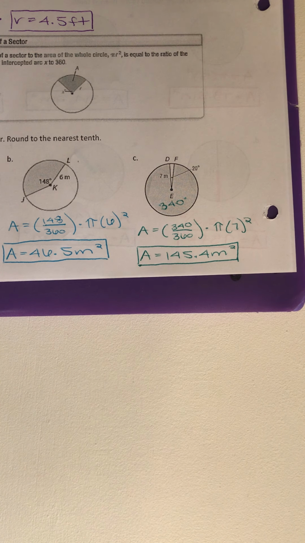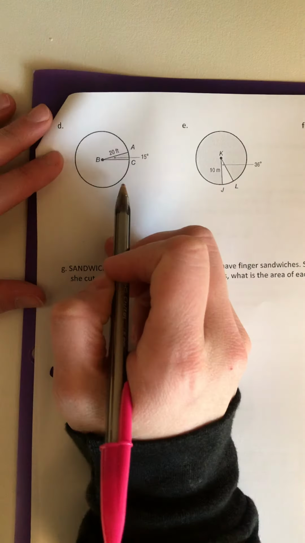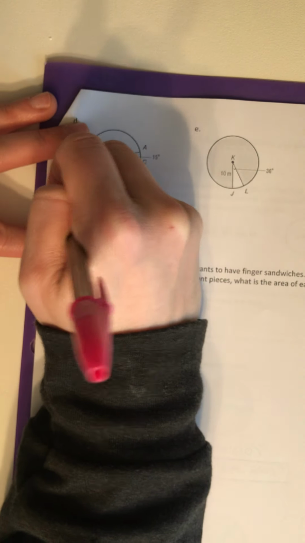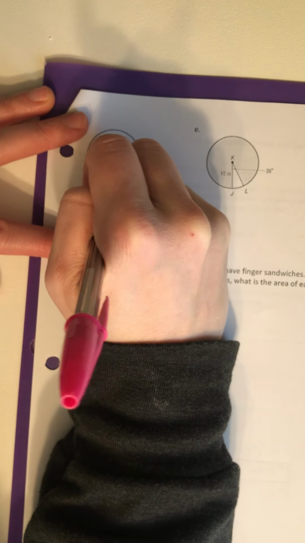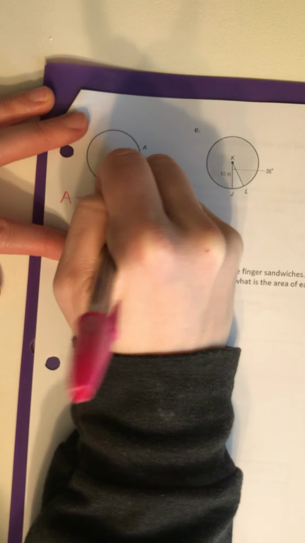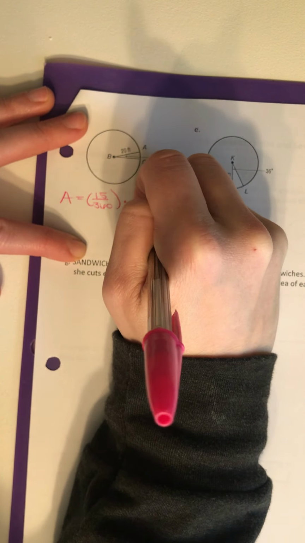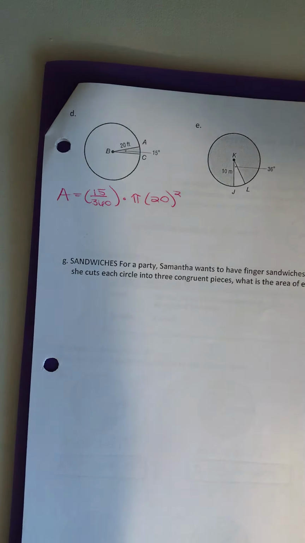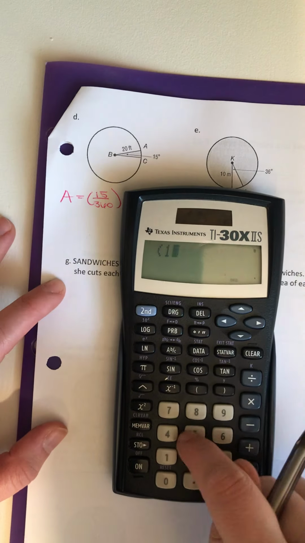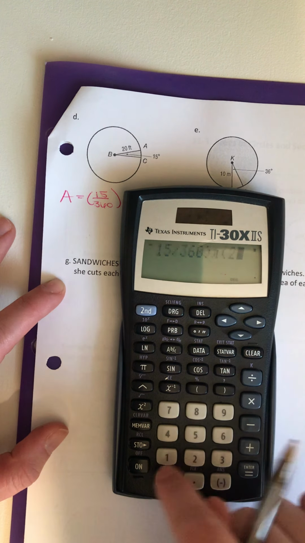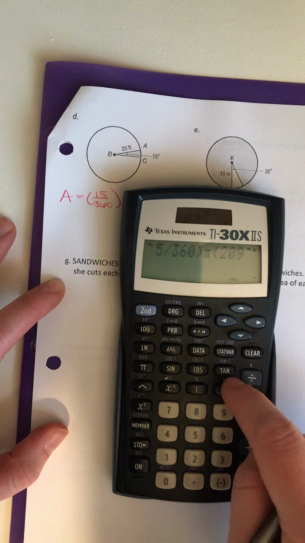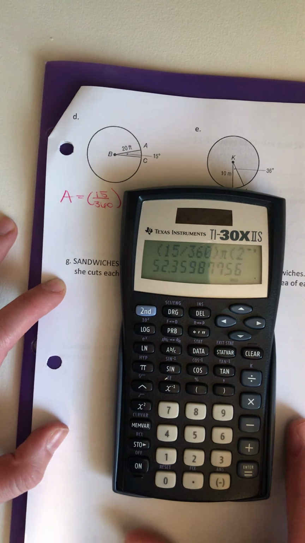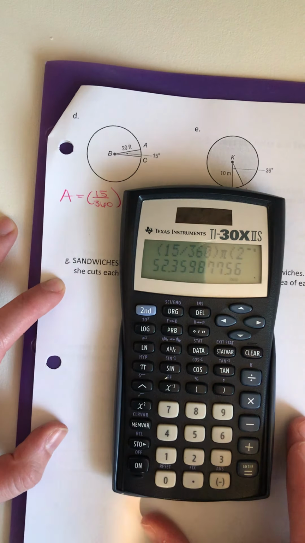So there's 3 more on the next page. I think you should try those on your own. I'm going to go ahead and flip. Maybe pause the video and try those on your own. So the next one, my area is going to be 15 over 360 times pi 120 squared. And I get 52, I'm going to round that to 52.4.